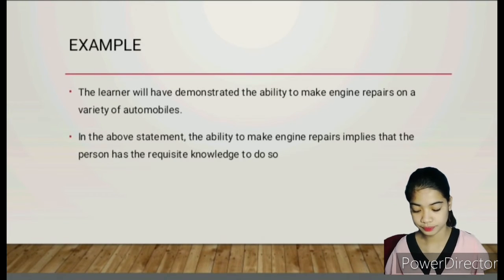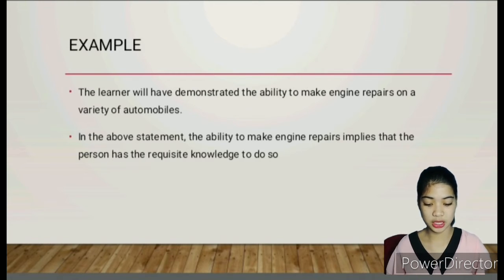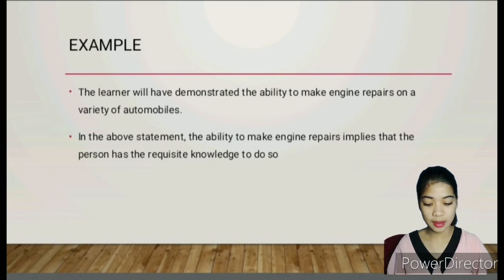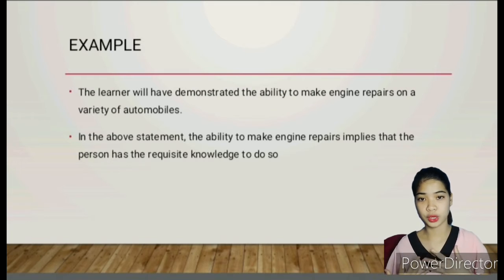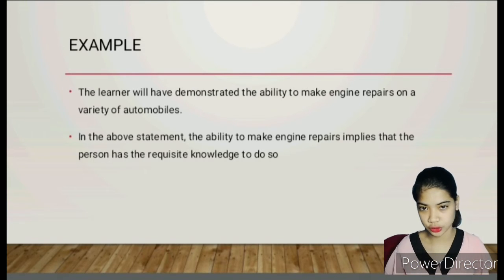For example, a learner will have demonstrated the ability to make engine repairs on a variety of automobiles. In the above statement, the ability to make engine repairs implies that the person has the requisite knowledge to do so. In other words, it is an application of the knowledge you have learned as a student in the course. So, it is an application.